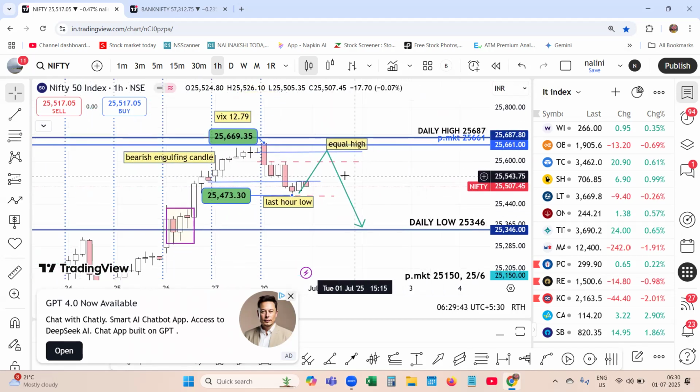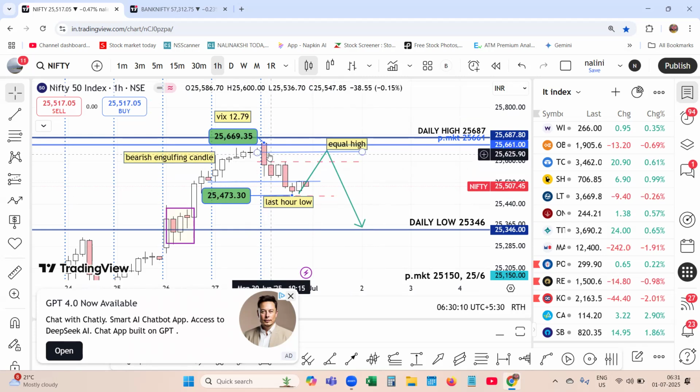So we need to see, but the way it has taken liquidity over here, sometimes the market will go after taking the liquidity, it can even form an equal high. Even it can go up to 25,663, confusing the people. Why? Because it has taken liquidity, it will go to mitigate that. Mitigation can also happen in the market.